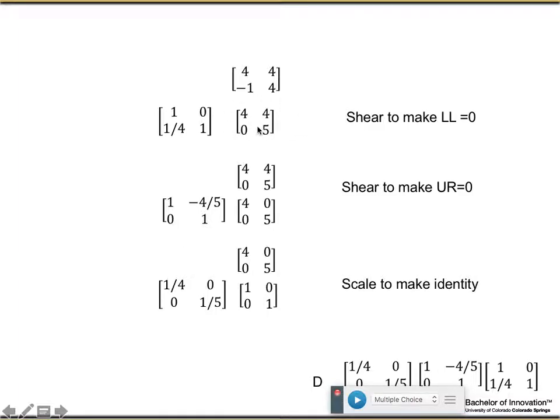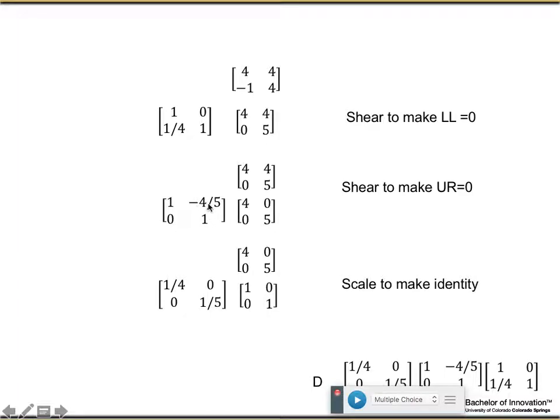Now, if I really want to do Gaussian elimination to get it into full inverse form, I have to get rid of the upper right-hand column. Now I have to do the other shear to get rid of the other column. So I do that by doing 1, minus 4/5, 0, 5.